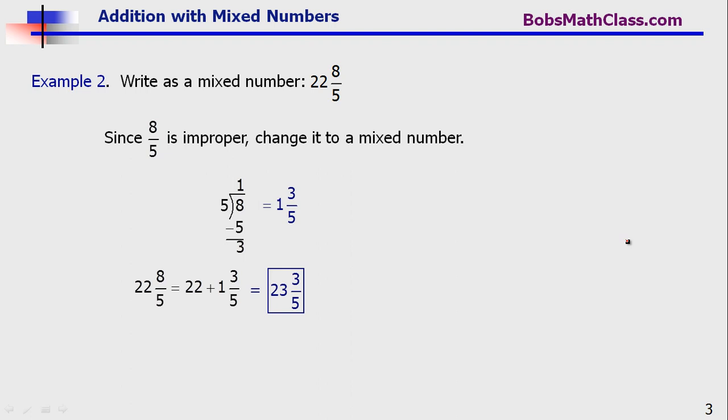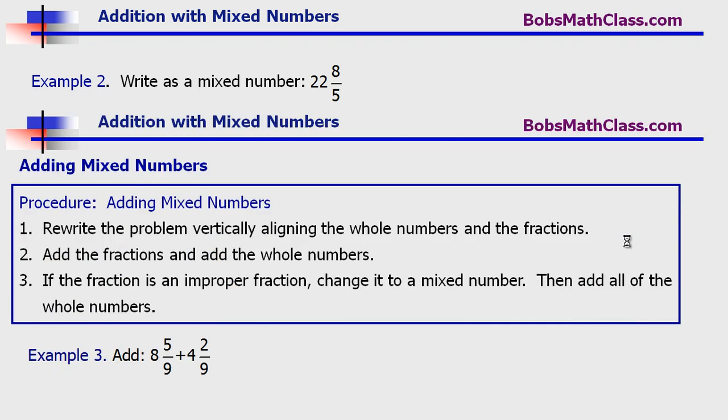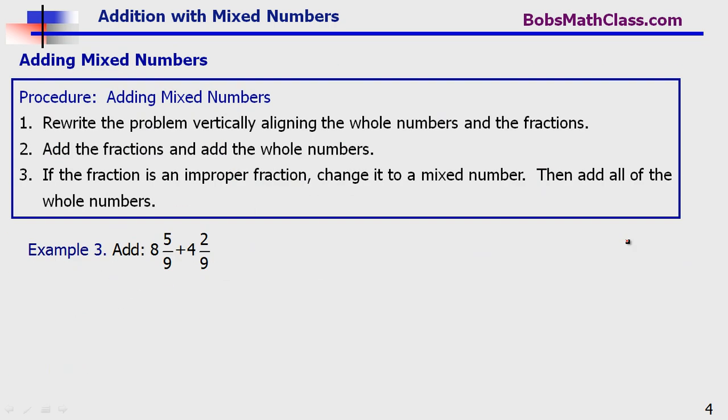Okay, let's move on. Here we go. Adding mixed numbers. Here's our procedure for adding mixed numbers. Number 1, rewrite the problem vertically. And this is an option. Some people prefer to leave it horizontally, but we're going to write it vertically here. Rewrite the problem vertically, aligning the whole numbers and fractions. Then we're going to add the fractions and add the whole numbers.